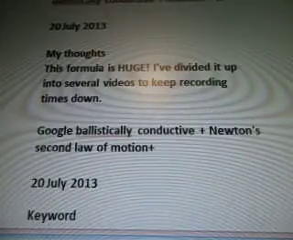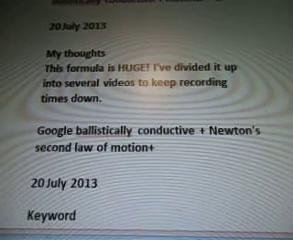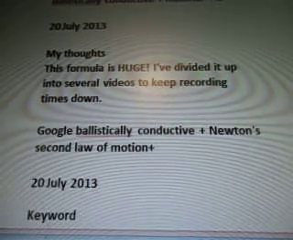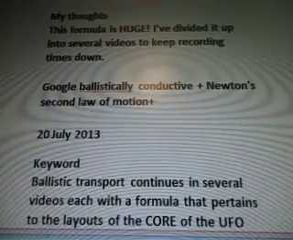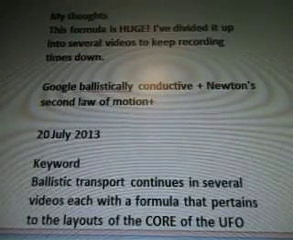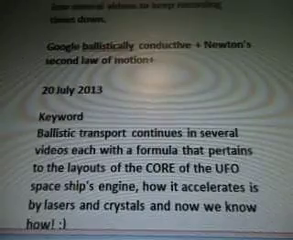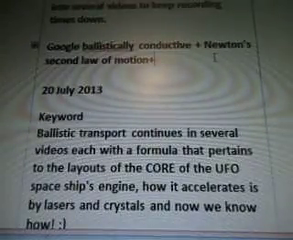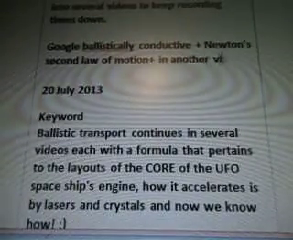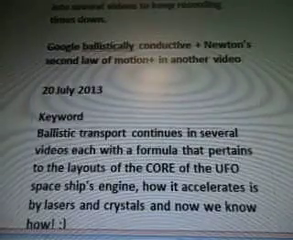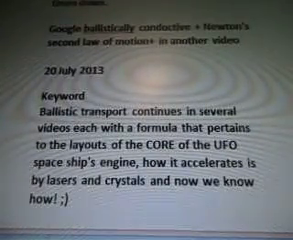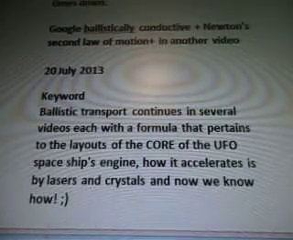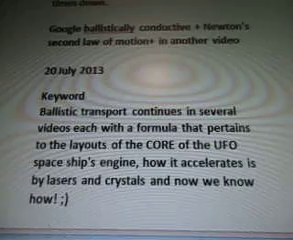July 20th, 2013, my thoughts. The formula is huge. I've divided it up into several videos to keep recording times down. Google ballistically conductive plus Newton's second law of motion in another video. July 20th, keyword ballistic transport continues in several videos, each with a formula that pertains to the layouts of the core of the UFO spaceship's engine. How it accelerates is by lasers and crystals, and now we know how.